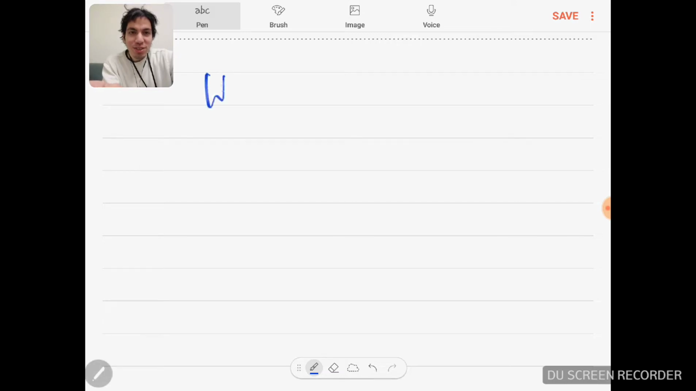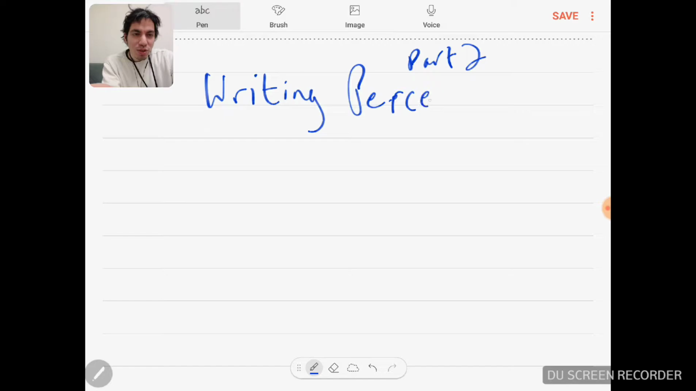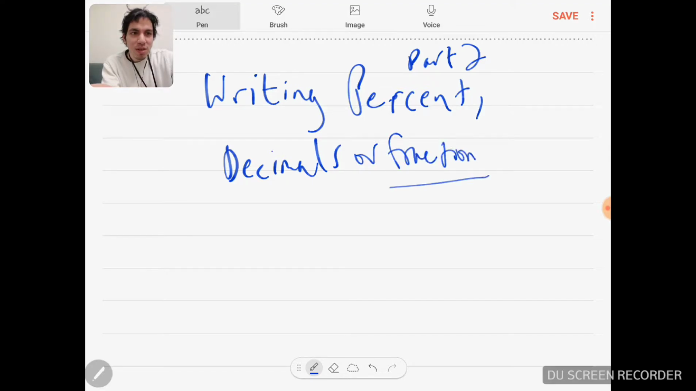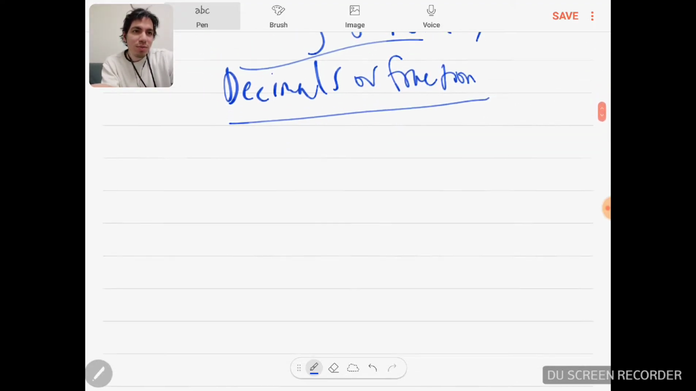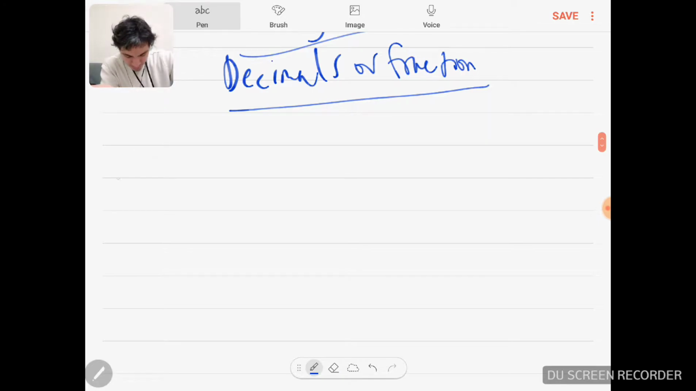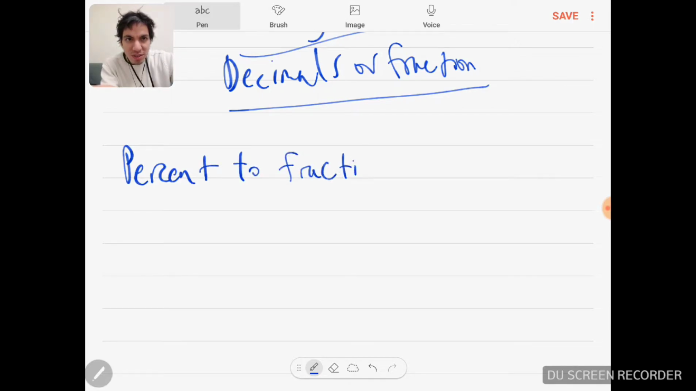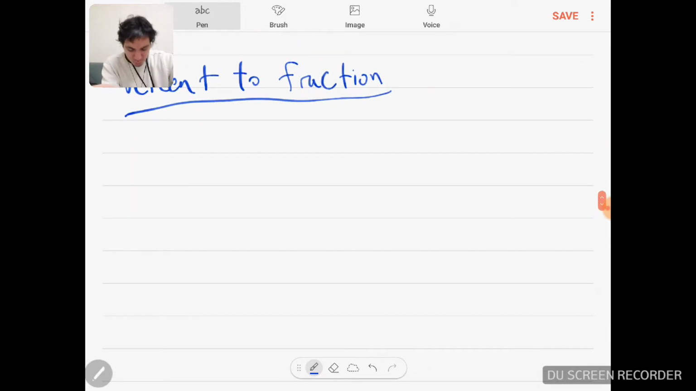So, this is still a continuation of those three parts. This is still part 2. Let me just put up top here: this is part 2 to writing the percent, decimals, or fraction. Specifically, here we're going to talk about percent to fraction. Much easier to say it this way. So percent to fraction, what do I have to say?